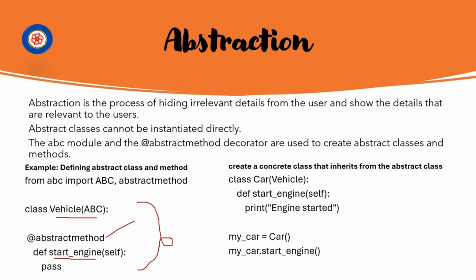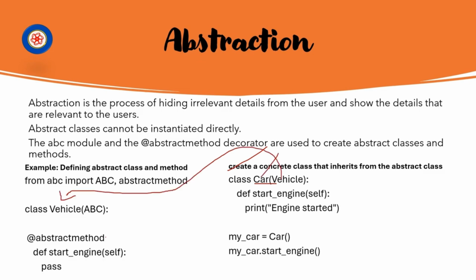Now let's create a subclass that inherits from the abstract class and implements the abstract method. In this example, Car is a concrete class. The difference between a concrete class and an abstract class is that we can directly instantiate a concrete class to create objects, but in an abstract class, we cannot directly instantiate to create objects. This Car inherits from Vehicle and provides an implementation for this start_engine method. When we create an instance of the Car and call start_engine, it prints engine started.